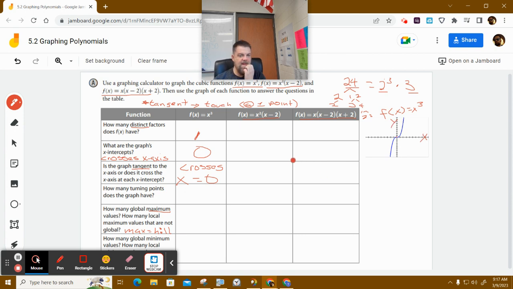Okay? It says, how many turning points does it have? 0. It doesn't have any humps or valleys. They call it turning points, but let's just write down the word humps. So because it doesn't have any humps, it has no max values, and it has no minimum values. Okay?